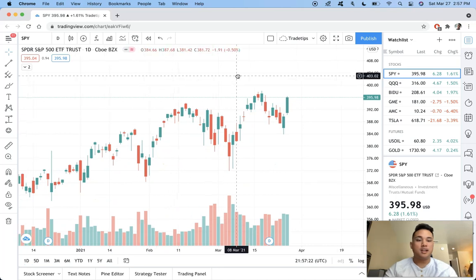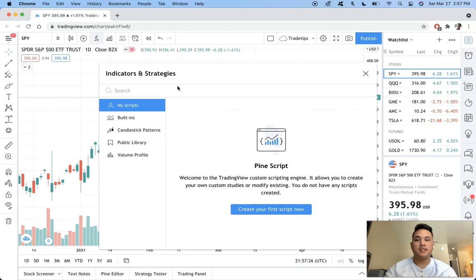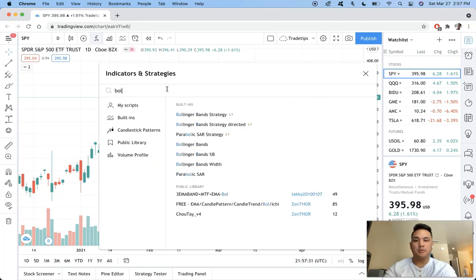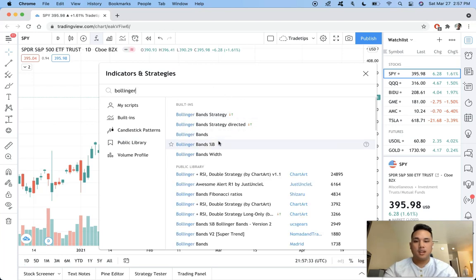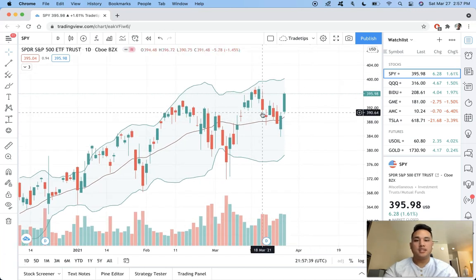In order to add another indicator, remember we go on the top left over here, click on the FX button. We're going to type in either BB or Bollinger Bands, and if you can look right here, you can just click on that and they'll start to pull them up right away. And what this is, it defines a range.